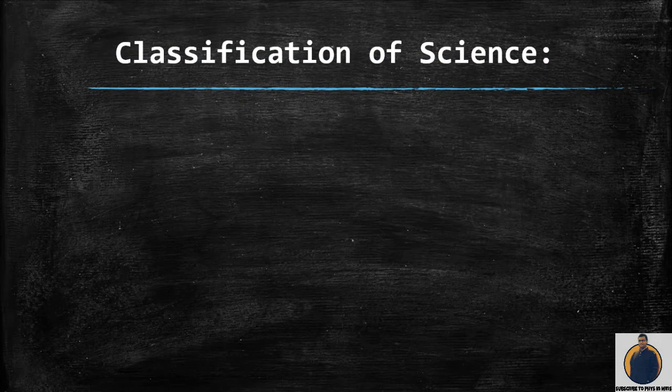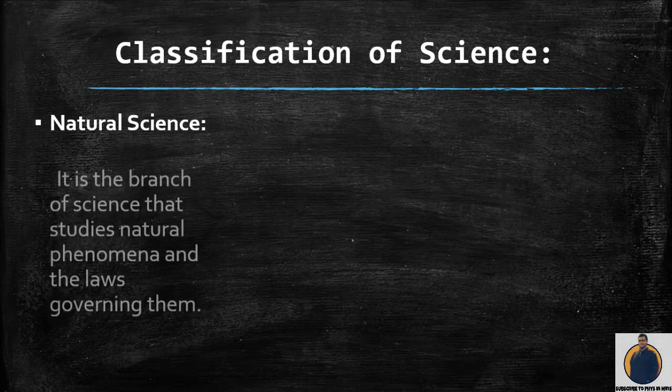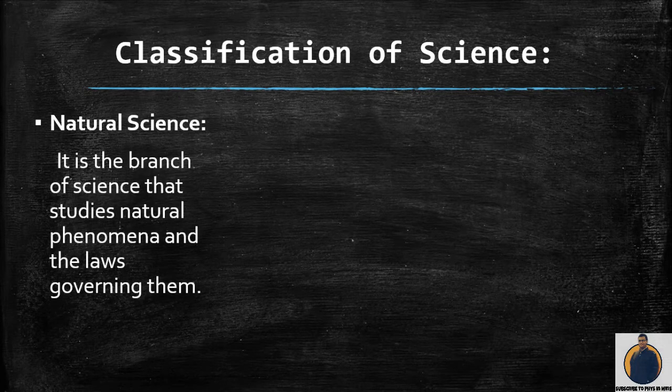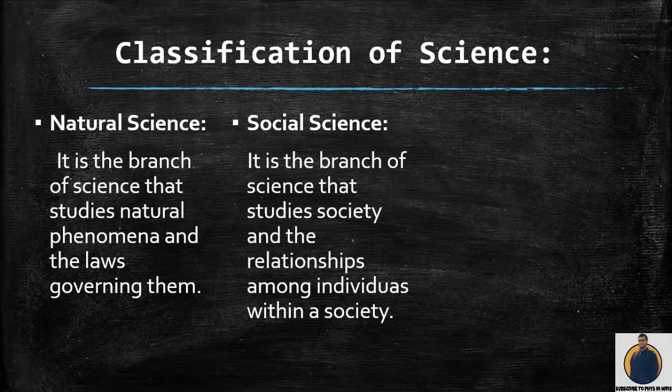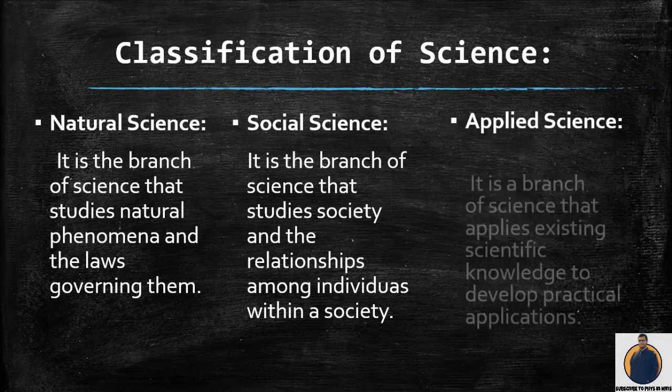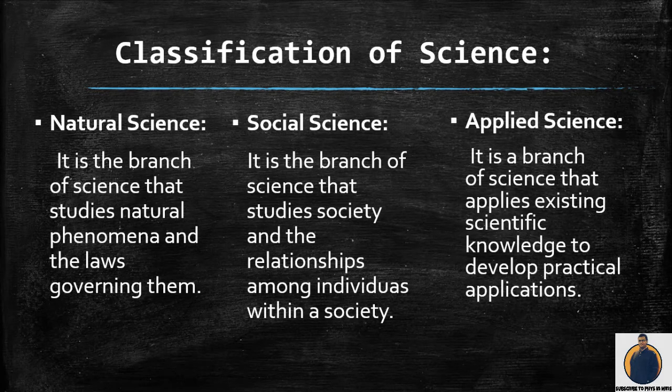The first one being natural science, which is a branch of science that studies natural phenomena and the laws that govern those phenomena. The next one is social science. It is a branch of science that studies society and the relationships among the individuals that live within the society. The third is applied science, which is basically the application of scientific knowledge that already exists to develop practical applications.